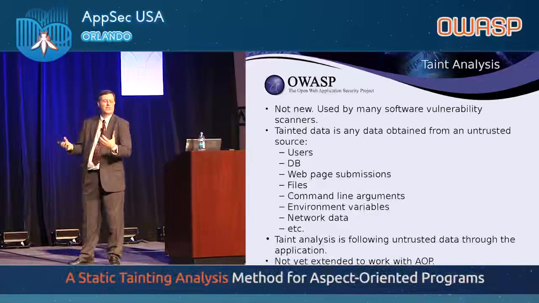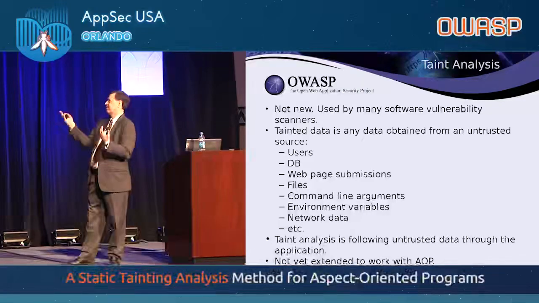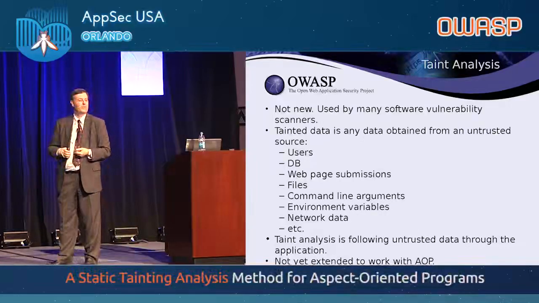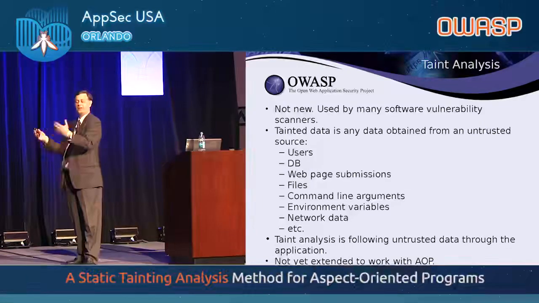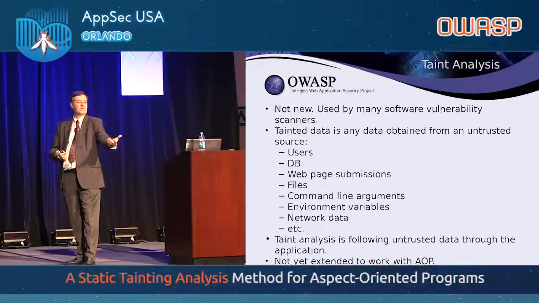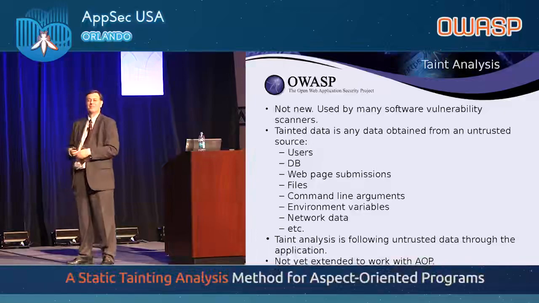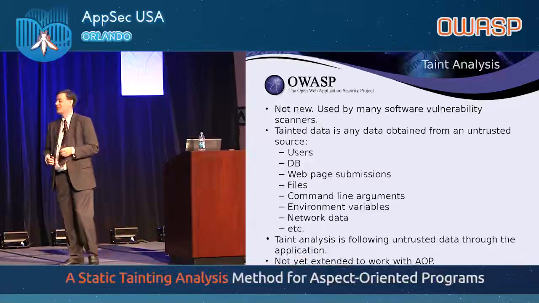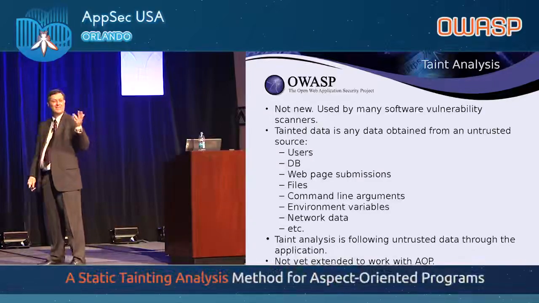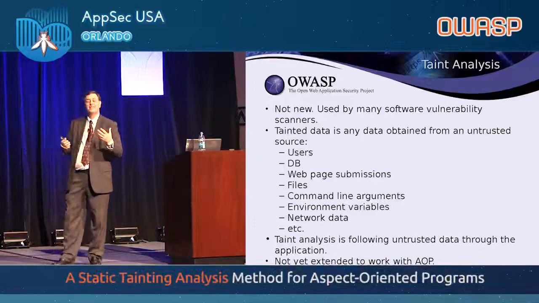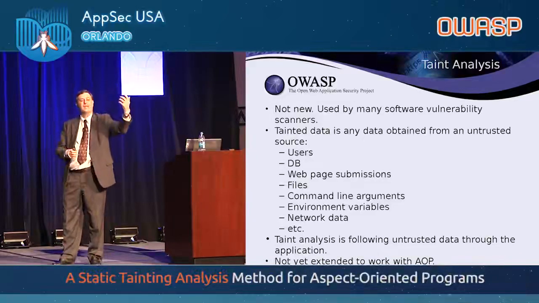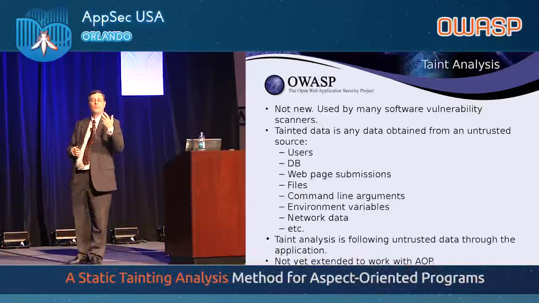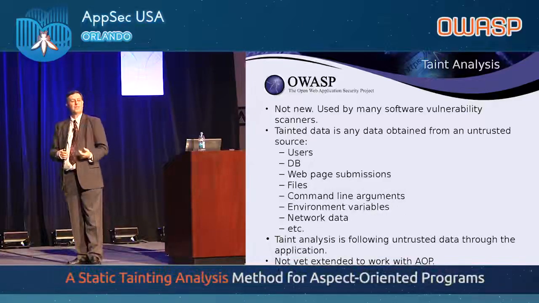Tainted data is any data that comes from any untrusted source: users, databases, files. Do you really trust all the data in the files that are input to your application? Think of Microsoft Word. It certainly can't trust the files that are coming in. Nobody's seen malware in a Word document, right? Exactly. So taint analysis is following this untrusted data through the application to see how it gets used and reporting on places where it gets used unsafely.